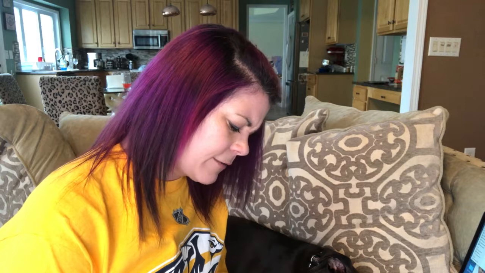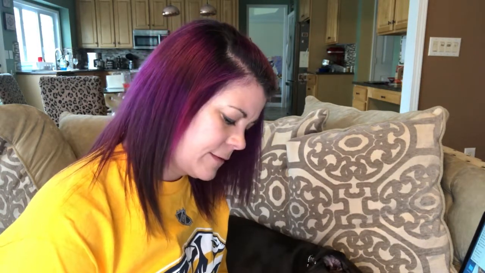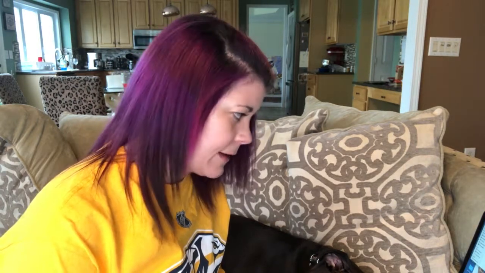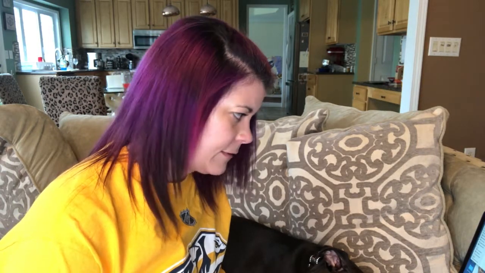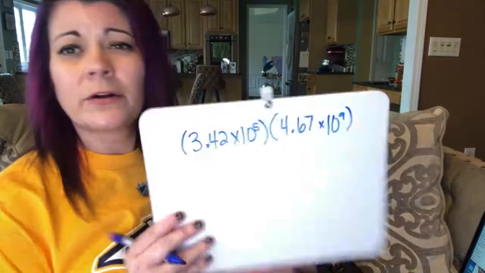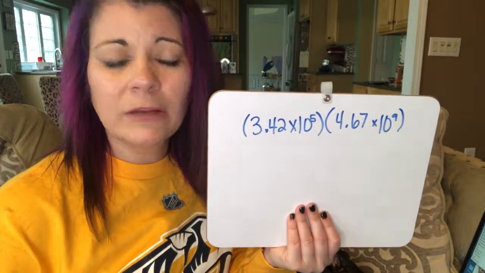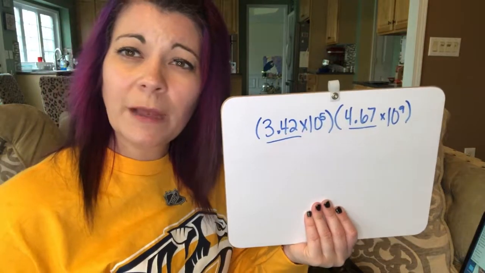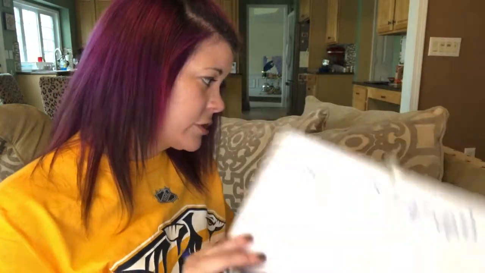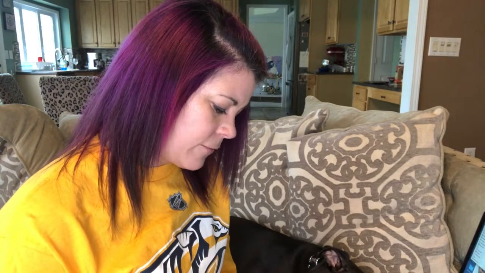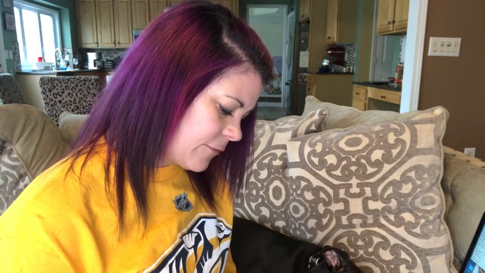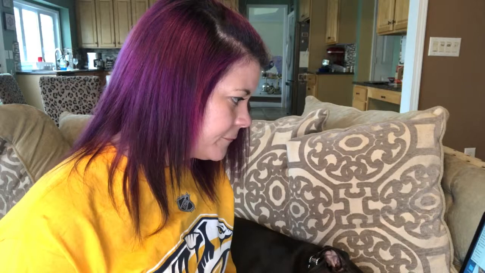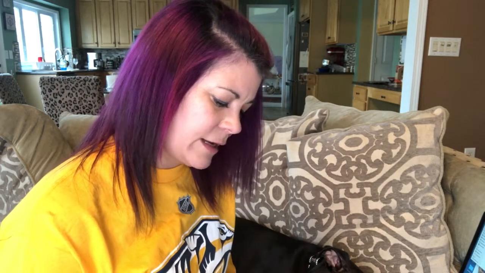For example, if we have 3.42 times 10 to the 5th multiplied by 4.67 times 10 to the 9th, the steps are here: you multiply each of the front numbers together first. So 3.42 times 4.67, and that gives you 15.97.